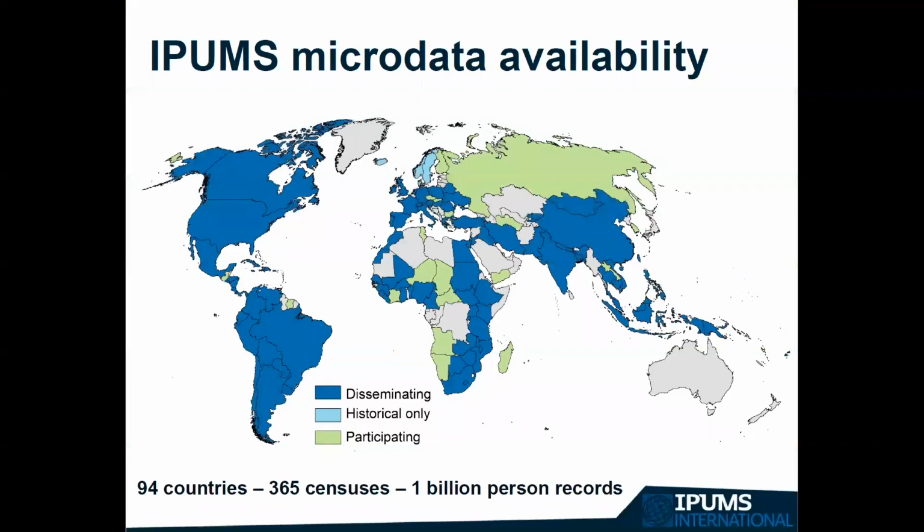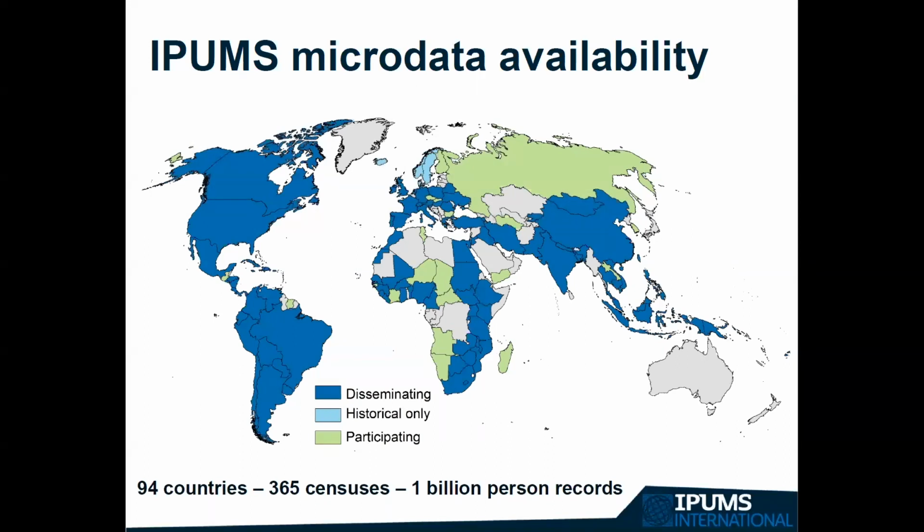So thanks to these preservation efforts and the cooperation of national statistical offices all around the world, IPUMS has assembled the world's largest collection of international census microdata. The map on your screen shows you all the countries that are participating in IPUMS International at the moment. The countries in dark blue are countries for which there are currently microdata available on our website.